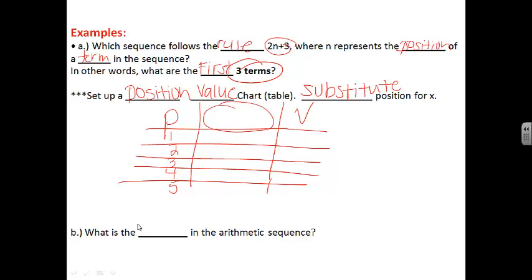Okay, so what is the 22nd term? Okay, what's the 22nd term? But Ms. Smith, we only went to 5.